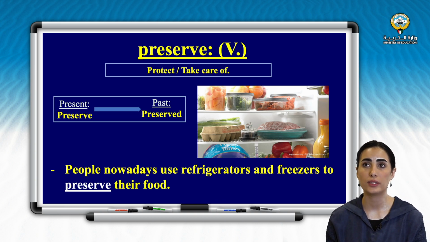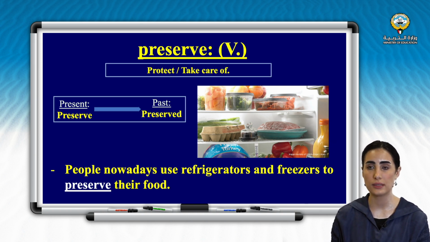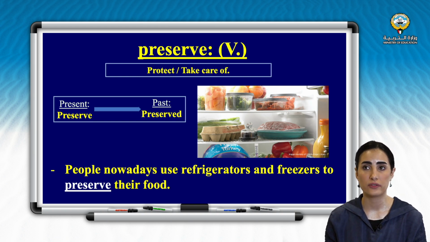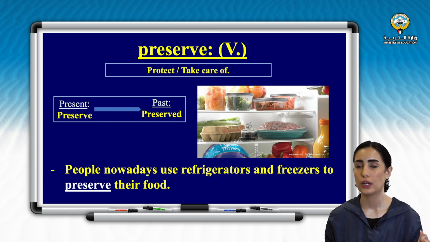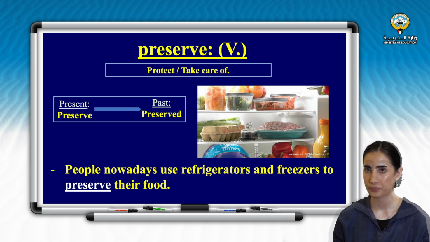Next we have the word preserve. So repeat after me. Preserve. Preserve. What part of speech is preserve? It's a verb. Let's look at its past form. It's preserved, adding ed. Now let's look at the example here while paying attention to the picture. People nowadays use refrigerators and freezers to preserve their food. So what do I mean by the word preserve? It means to protect or take care of.